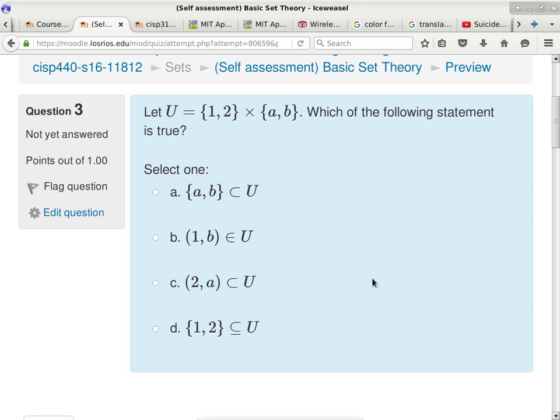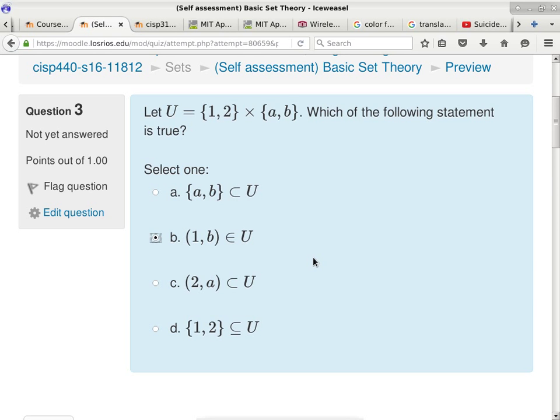The correct answer is B. B is the right answer. It is a little bit tricky because I give you several things that seem to be right, but they're not. C is incorrect because the tuple (2, A) is not even a set. And if it is not even a set, it cannot be a subset of something else. So that rules out C. B is correct because U itself is a Cartesian product, so its elements have to be in the form of tuples, or 2-tuples to be exact.